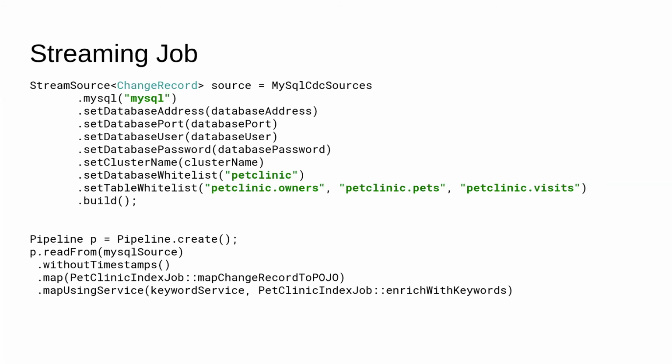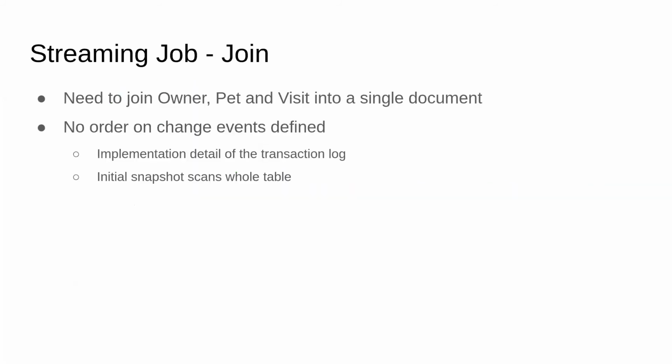But there is an issue that we'll basically receive the change records as individual rows. So when there is an update to a pet, we'll just receive a single pet record. When there is an update to an owner, we'll just receive a single owner. But we want to basically store the data as a single document, a single nested document. So we need to join these records.